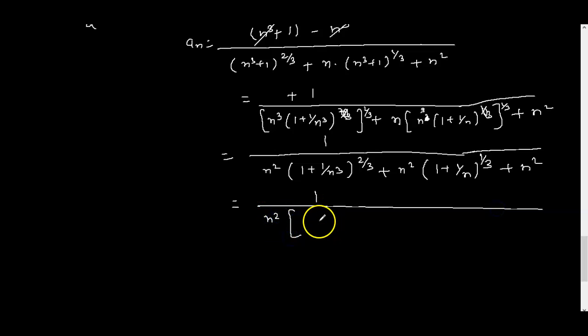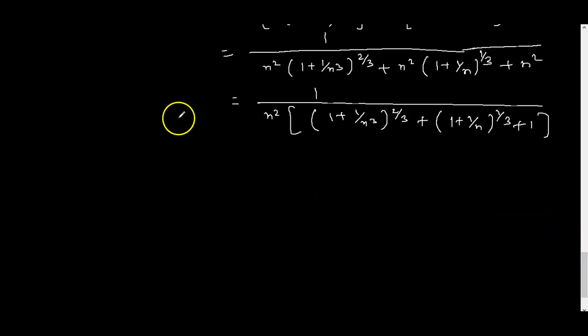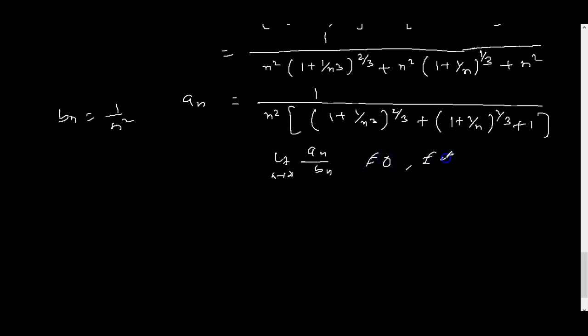Now we can write it here as n square times 1 plus 1 by n cube to the power 2 by 3, plus 1 plus 1 by n to the power 1 by 3, plus 1. Any doubt? So b of n is equal to 1 by n square. You can check a n by b n, it will not come infinity or 0. So b of n is 1 by n square, where p is equal to 2, and 2 is greater than 1, so it's convergent. So a of n is also convergent.